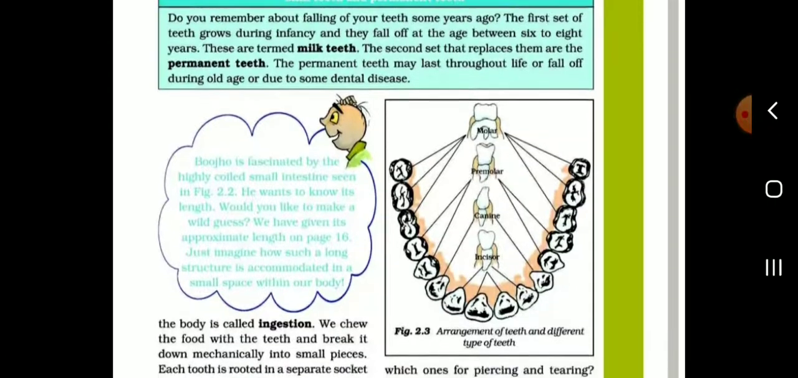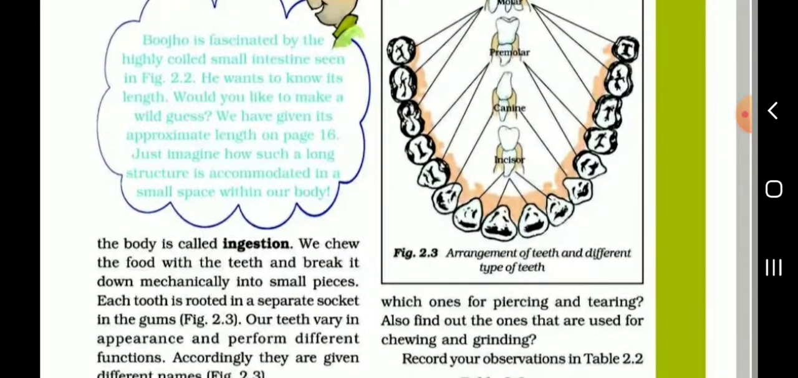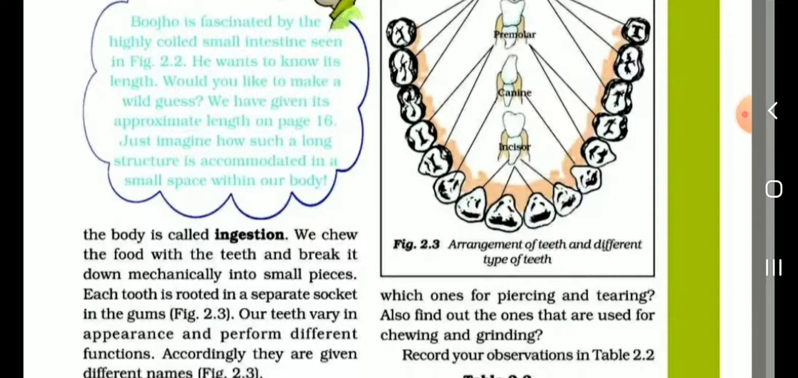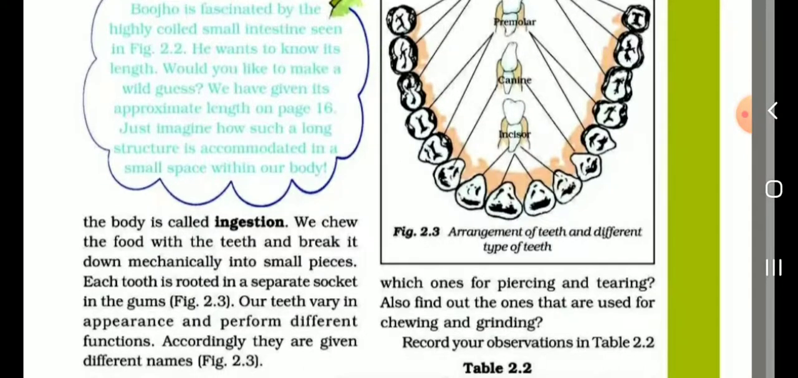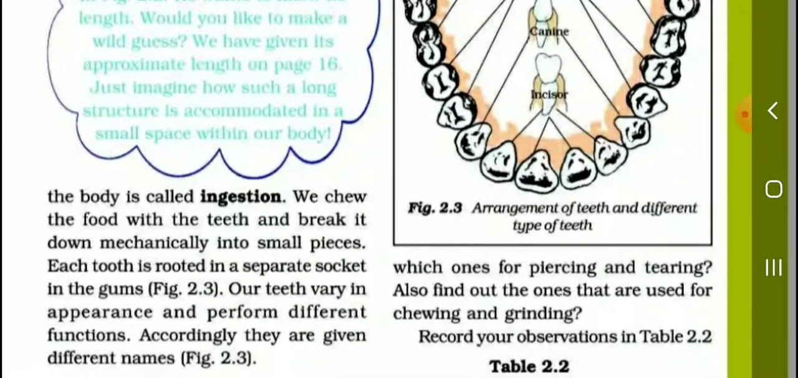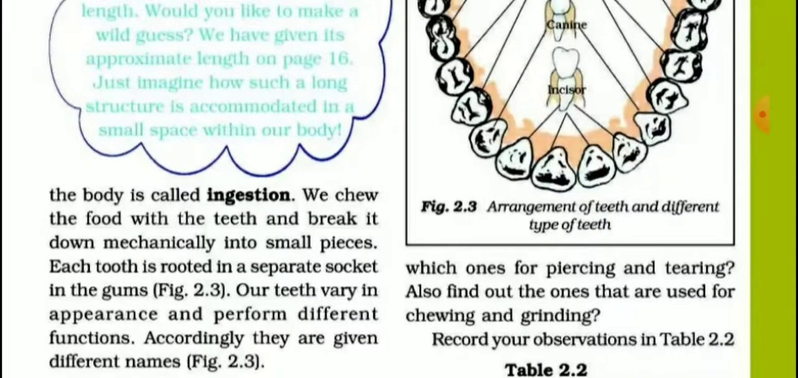Okay, listen. We chew the food with the teeth and break it down mechanically into small pieces. Each tooth is rooted in a separate socket in the gums. Our teeth vary in appearance and perform different functions.